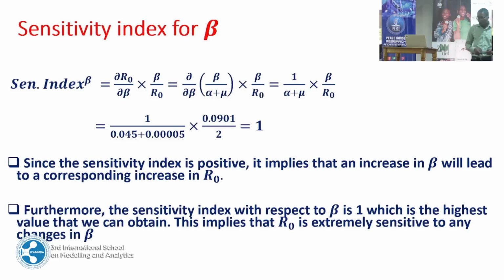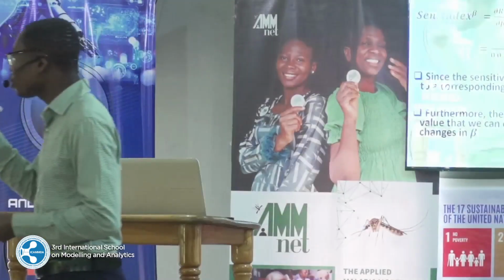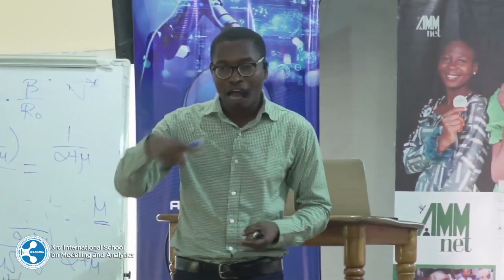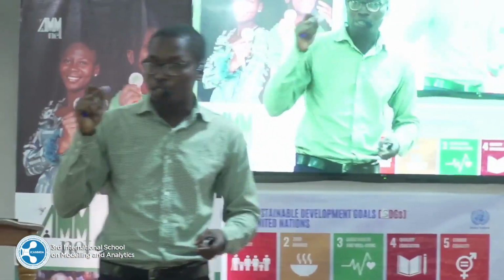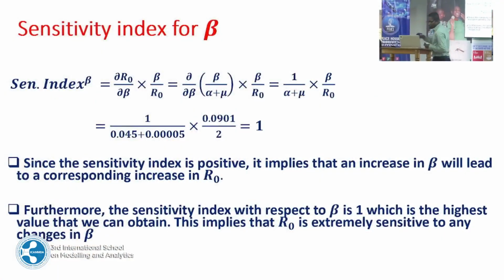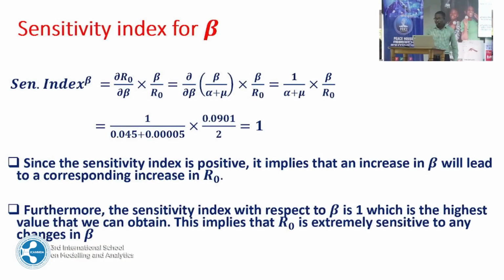Does it make sense biologically? Think about it. As the transmission rate is increasing, the basic reproduction number, the average number of secondary infections that is being generated, also increases. So biologically it makes sense. Is that right? So we see that since it is positive, an increase in beta will lead to a corresponding increase in R naught.